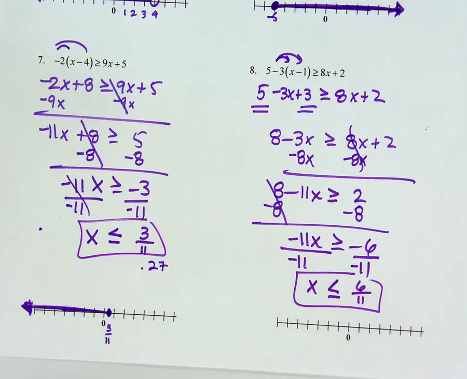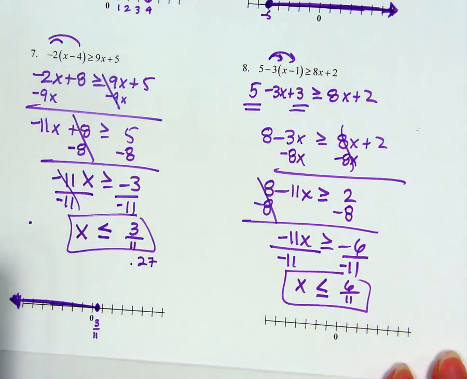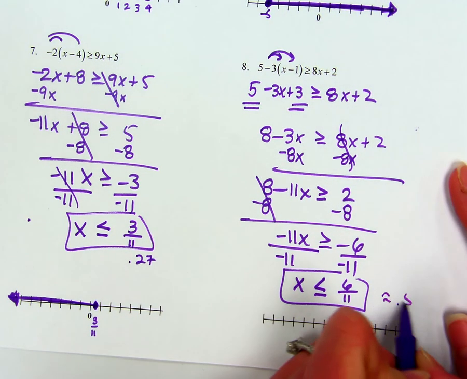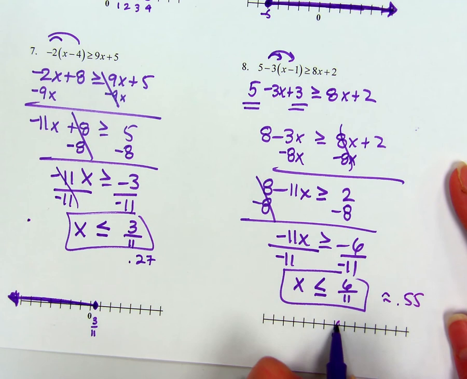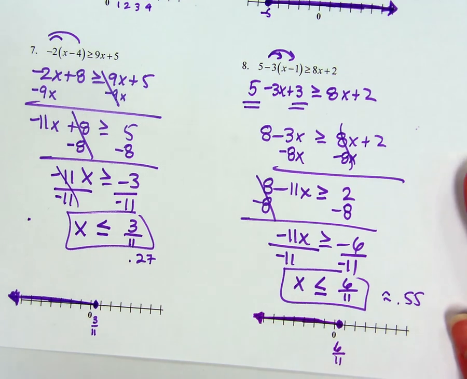Okay, and 6 over 11, if you want to figure out where that is on the number line, you could do 6 divided by 11. So that's about 0.55. So that's in between 0 and 1 also. So I fill that in as a closed circle, and I shade to the left.